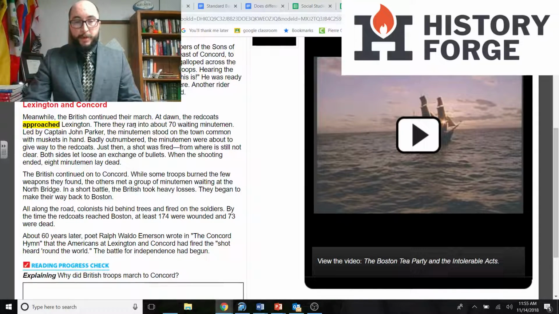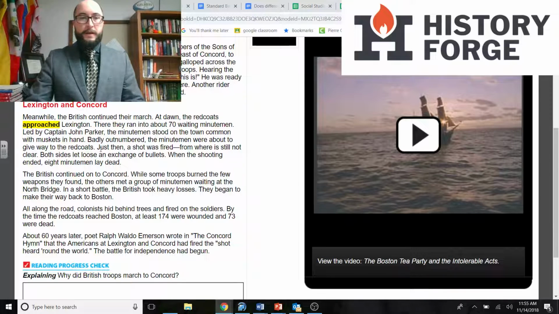So meanwhile, the British continued their march. At dawn, the Redcoats approached Lexington. There they ran into about 70 waiting Minutemen, led by Captain John Parker. The Minutemen stood on their own on the town common with muskets in hand. Badly outnumbered, the Minutemen were about to give way to the Redcoats. Just then, a shot was fired, from where is still not clear. Both sides let loose an exchange of bullets. When the shooting ended, 8 Minutemen lay dead.